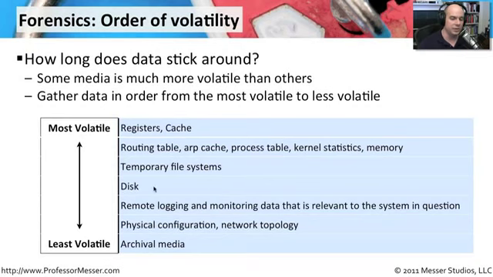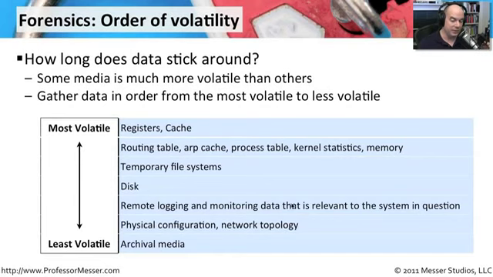Next is disk. When we store something to disk, that's generally something that's going to be there for a while. Unfortunately, of course, things can come along and erase or write over that data, so there still is a volatility associated with it. If we catch it at a certain point, though, there's a pretty good chance we're going to be able to see what's there.